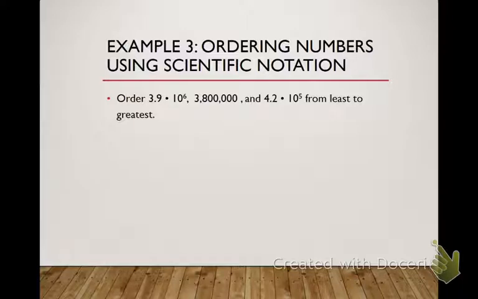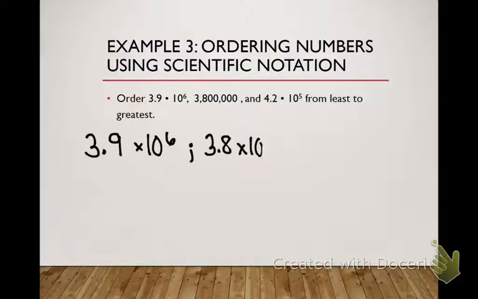But let's go ahead, and since only one of them is in standard form, it would be easier to change this one to scientific notation than to change the other two, if that makes sense. So let's go ahead and write all these in scientific notation. 3.9 times 10 to the 6th. How would I write 3,800,000? 3.8 times 10 to the, and this is the part, 6th power.